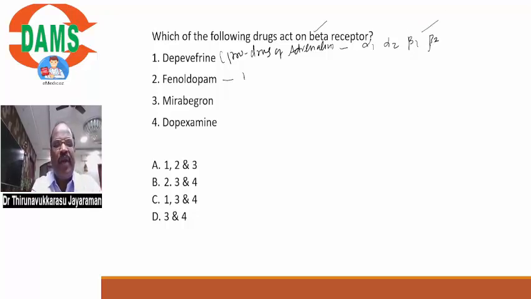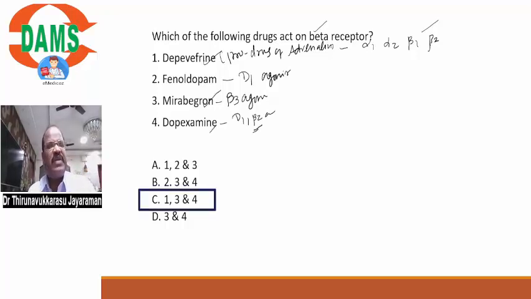Fenoldopam is a purely D1 agonist. Mirabegron is mainly a beta 3 agonist. Dobutamine is actually a D1 and beta 2 agonist. So this has beta action, this has beta action. So the answer can be option C.